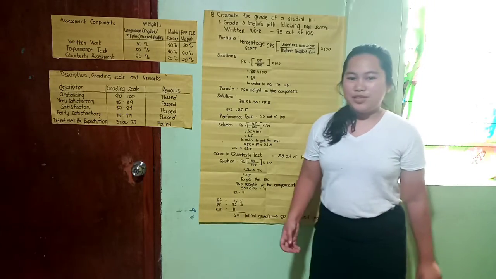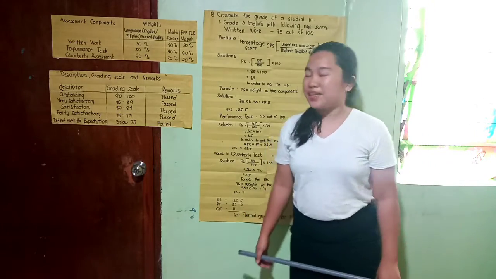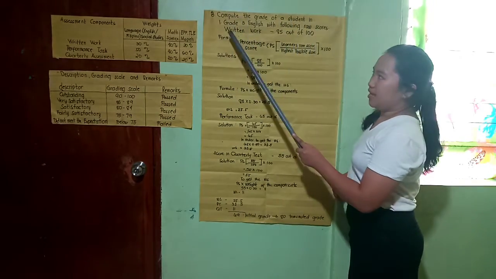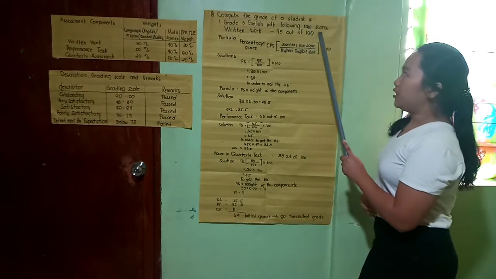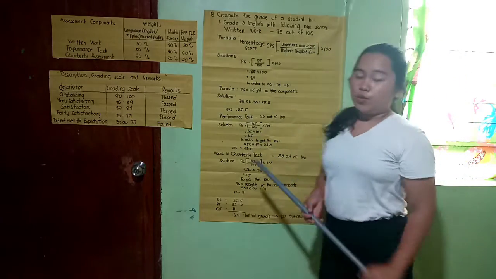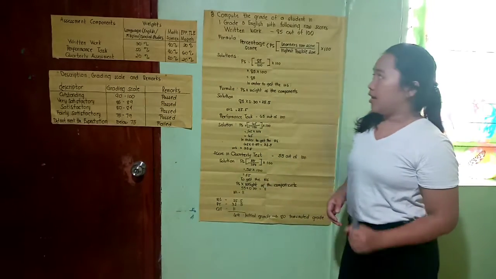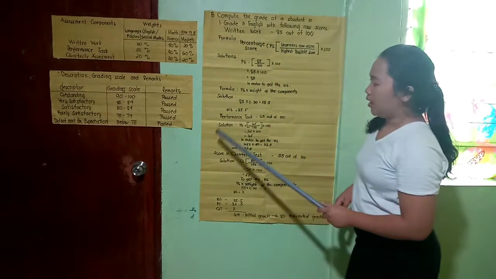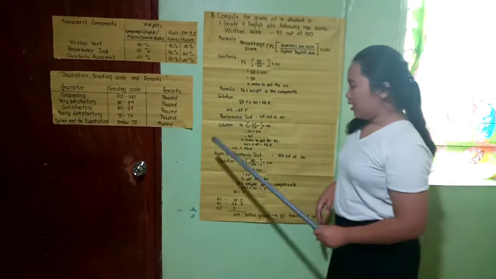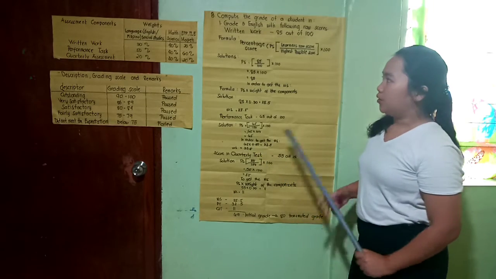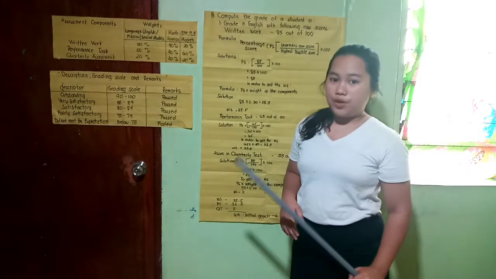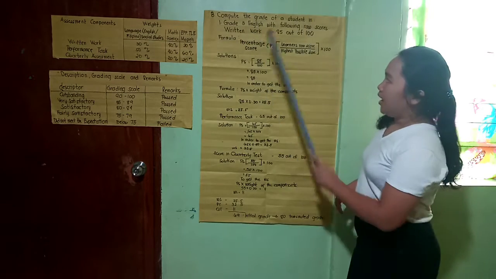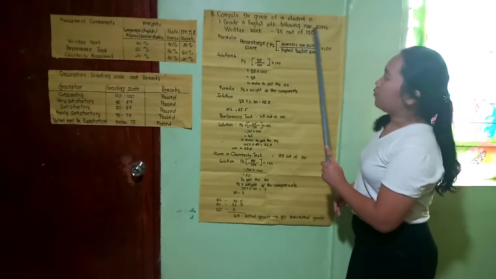So now let's proceed to Task 1B. In Task 1B, compute the grade of the students in Grade 5 English with the following raw scores. It has three raw scores, which are the written work, the performance task, and the quarterly test. So now we will compute the written work. In written work, a Grade 5 student has 85 out of 100.